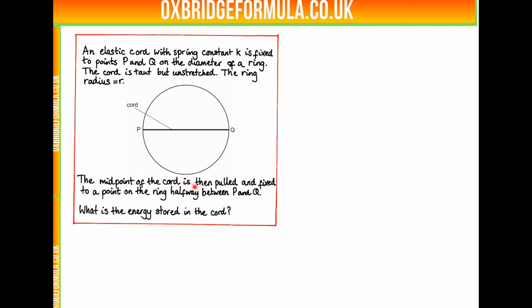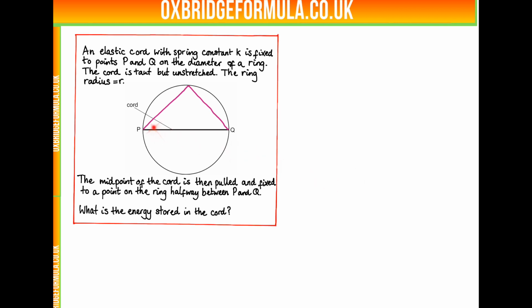The midpoint of the cord is then pulled and fixed to a point on the ring halfway between P and Q. What is the energy stored in the cord? In order to get the elastic potential energy or strain energy, knowing the spring constant K, we'll either need to know the force or tension in the spring, or the extension. Intuition would lead us to think the extension would be easier to calculate, as we're pulling the cord up to the middle of the ring at the top.